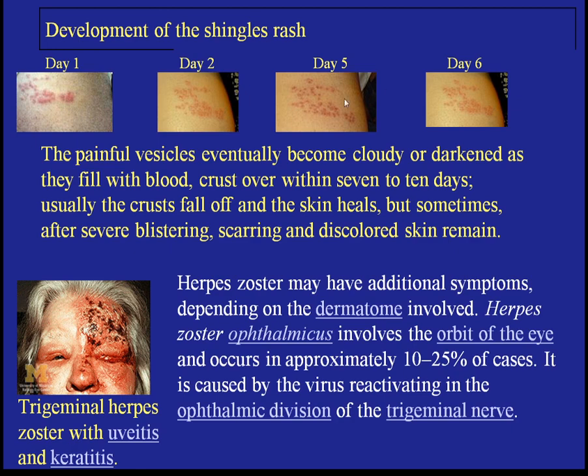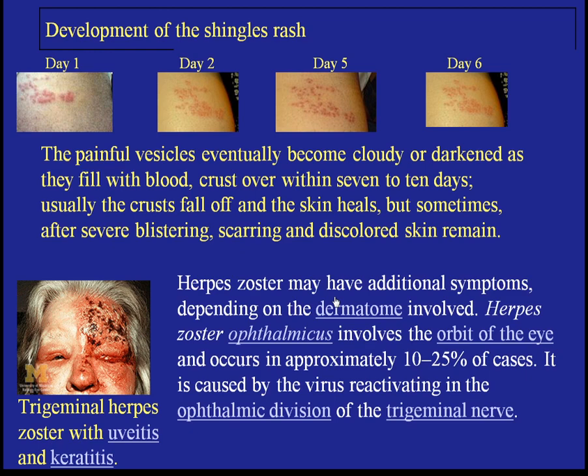On this picture, we can see development of the shingles rash. The painful vesicles eventually become cloudy and darkened as they fill with blood, and crust over within 7 to 10 days. Usually, the crusts fall off and the skin heals, but sometimes after severe blistering, scarring and discolored skin remain. On this picture, this is very awful for the patient. Trigeminal herpes zoster with uveitis and keratitis in the picture.